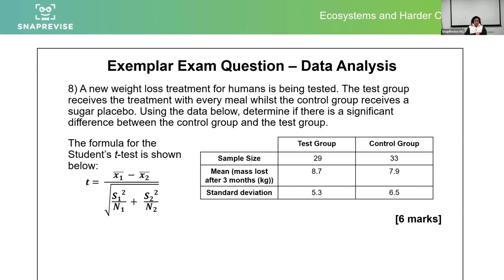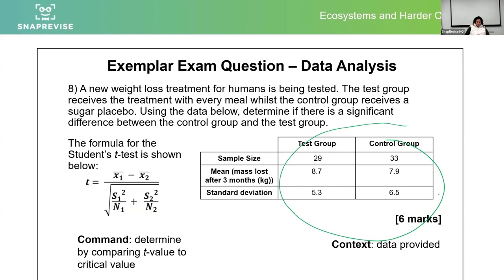However, I do still have to be able to apply it to the t-test formula, and the t-test formula will be given to you, as well as the chi-squared formula, so don't worry about that too much. Let's break down our question. So the context here is the data provided.